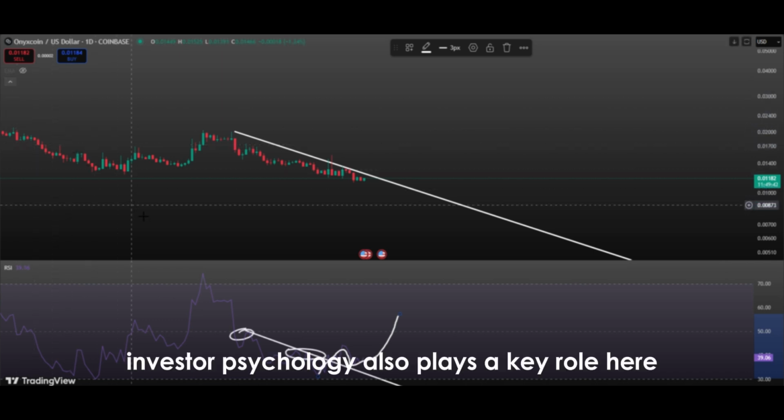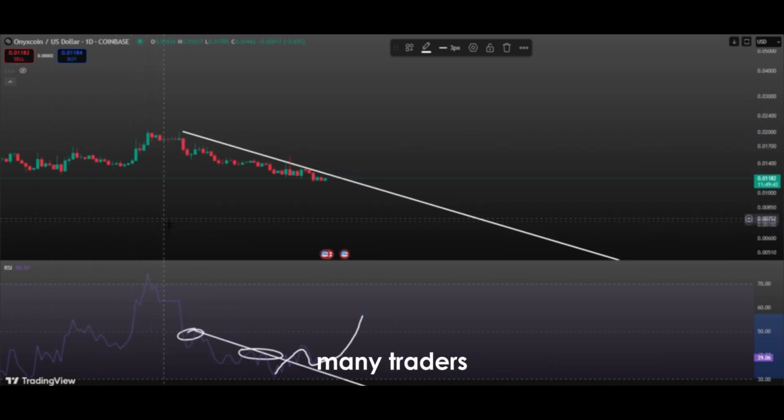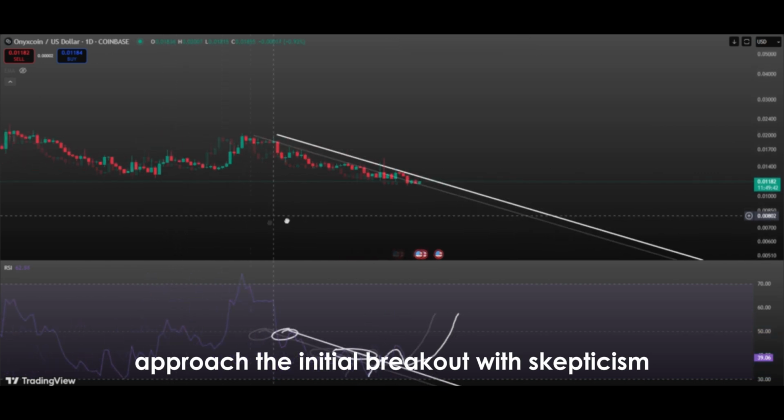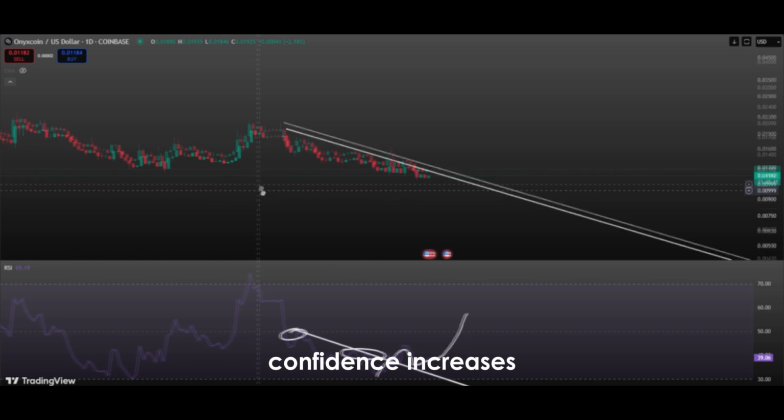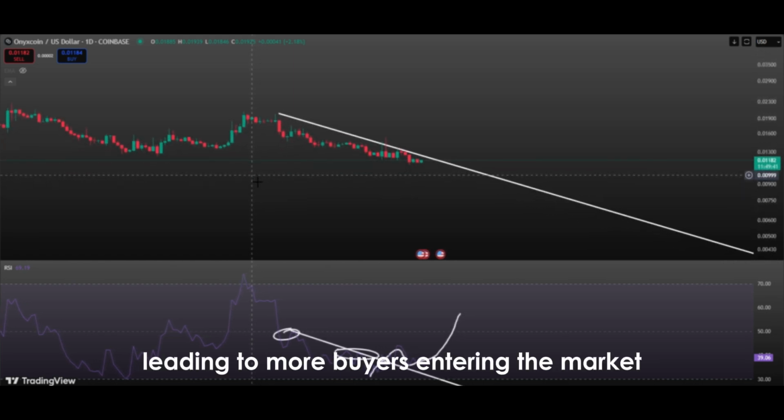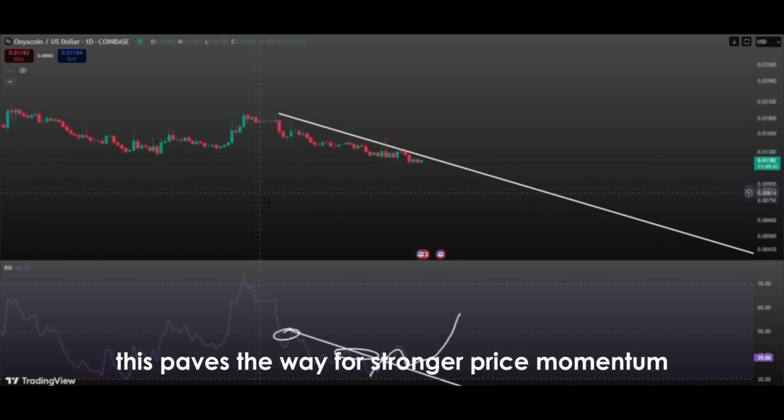Investor psychology also plays a key role here. Many traders approach the initial breakout with skepticism. However, when support holds during the retest, confidence increases, leading to more buyers entering the market. This paves the way for stronger price momentum.